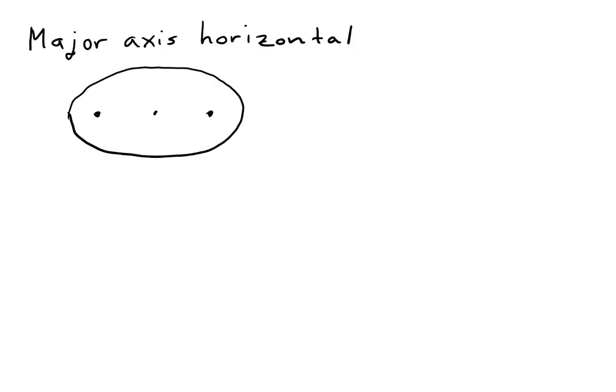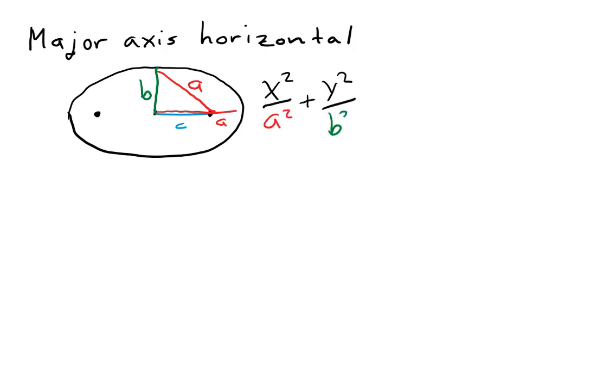The first ellipse we drew had a major axis that was horizontal. From the center, the foci were equally spaced on both sides. The distance from the center to the focus we called c. The distance from the center to the end of the longer axis was called a. That's the same distance from the focus to the end of the shorter axis. And the distance from the center to the end of the shorter axis was called b. From this we got an equation, x squared over a squared plus y squared over b squared equals 1.